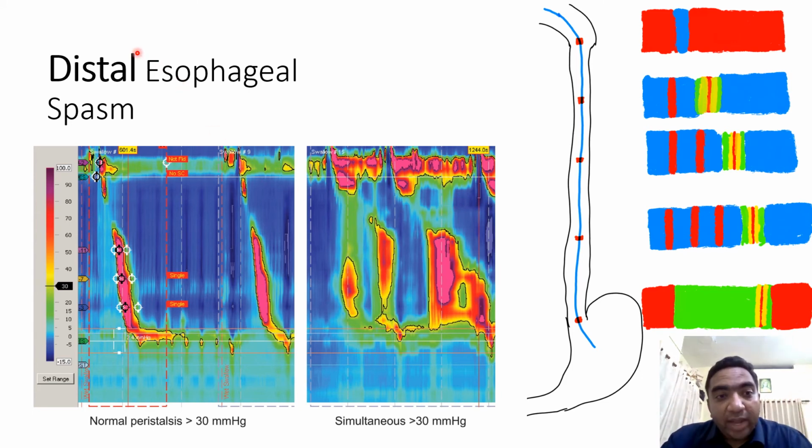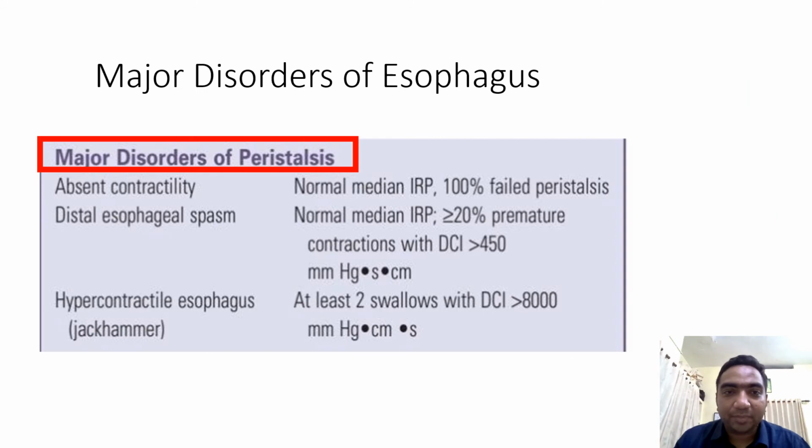Why is it written as distal esophageal spasm? Because in the newer classification, it is renamed to distal esophageal spasm, because this feature is more seen in the distal part of the esophagus. In the Chicago classification, it is termed distal esophageal spasm.